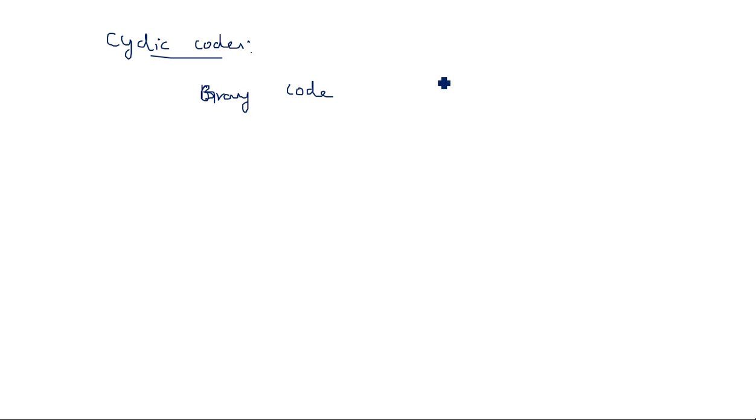Example is gray code. So what I said, 0 0. Next one is unit distance, 0 1. So here we have one unit distance. One unit distance. More than this is not allowed. Again 1 0. From here to here unit distance. 1 1. Again here.